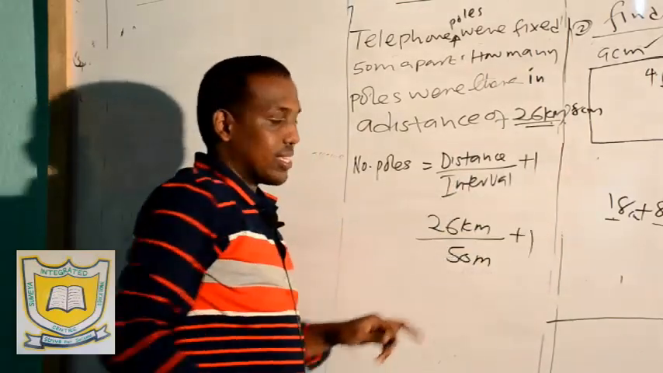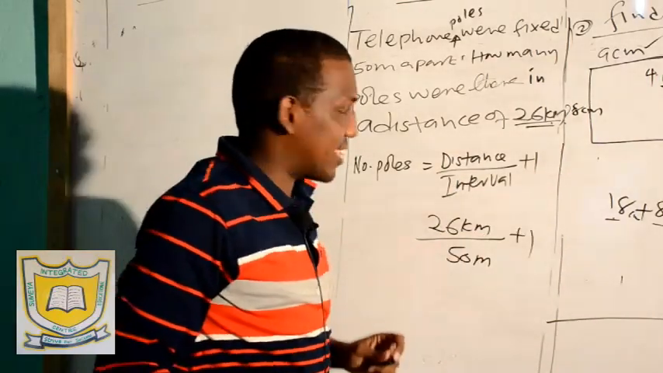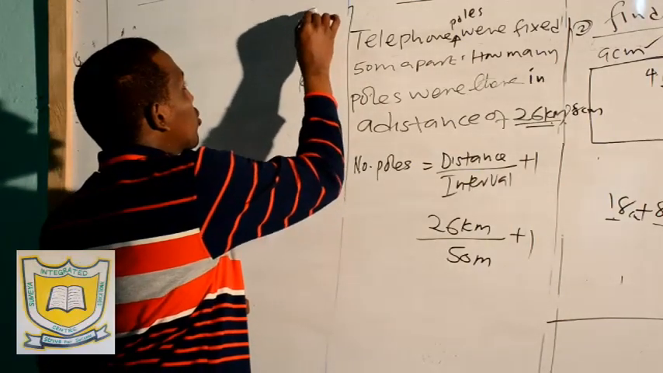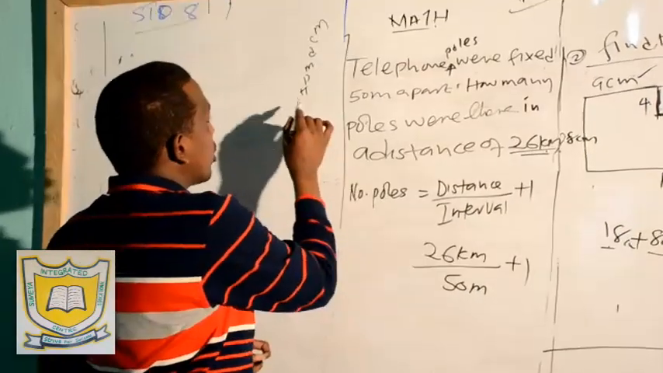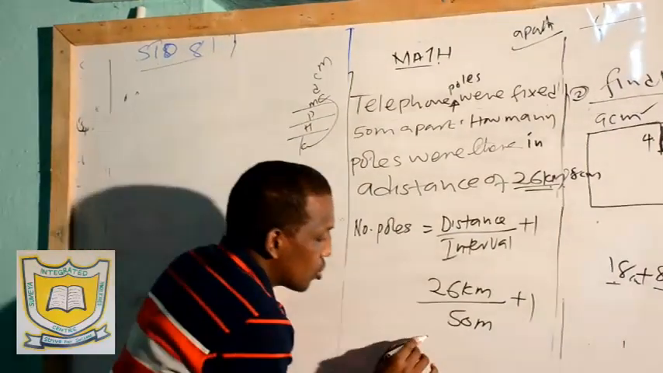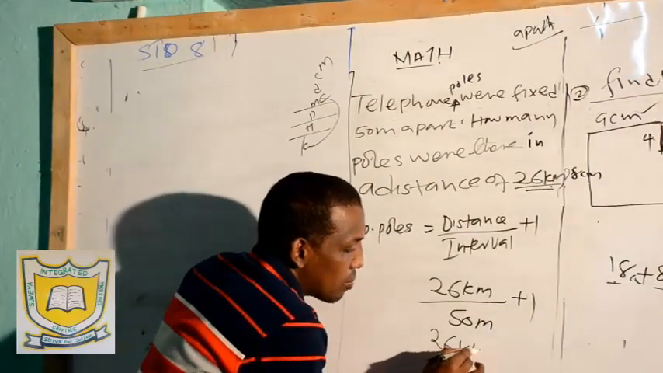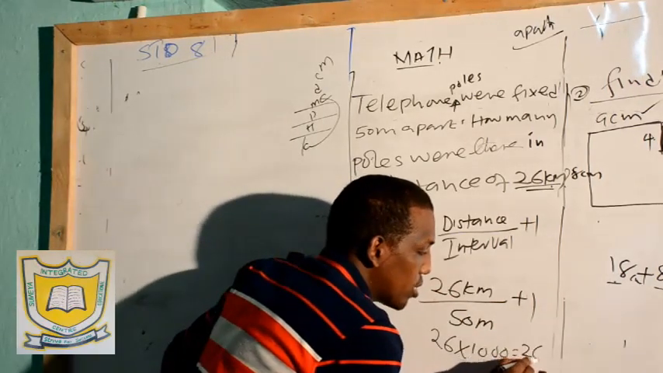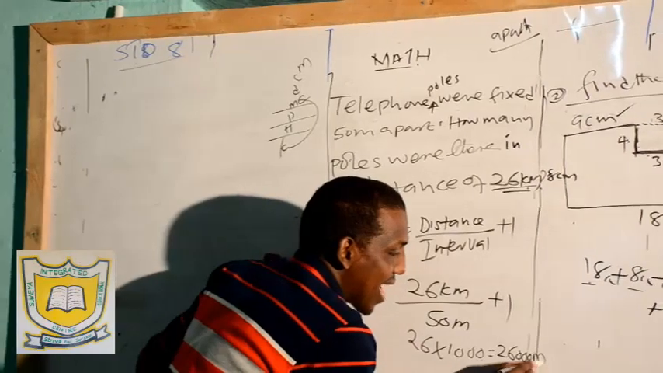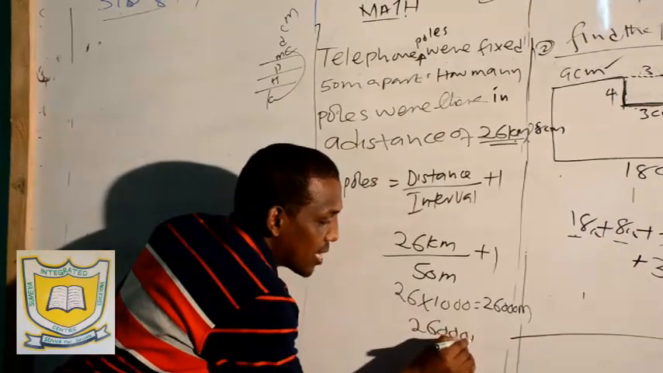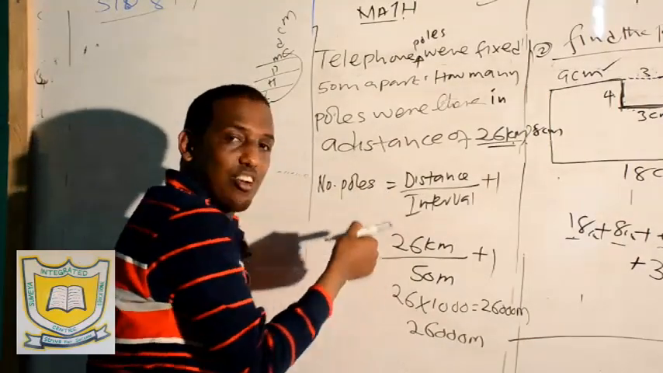Now, this one is in kilometers. We change it by using King Henry. King Henry died miserable disease called malaria. So we change kilometer to meter. We go up 1, 2, 3. We multiply now. So we say 26 times 1,000. Why? We are changing kilometer to meters. So we get 26,000 meters. So this is the distance now. We always change the distance. We don't change the interval.